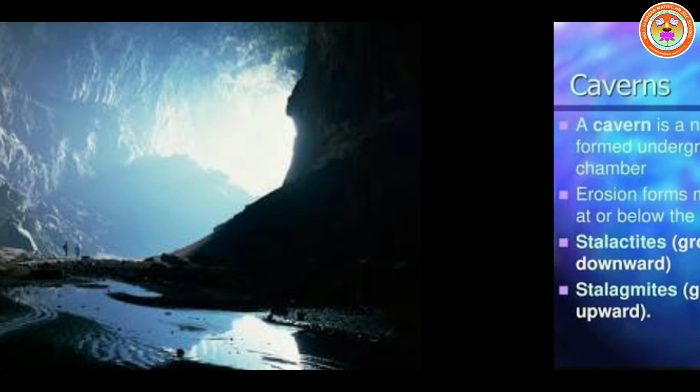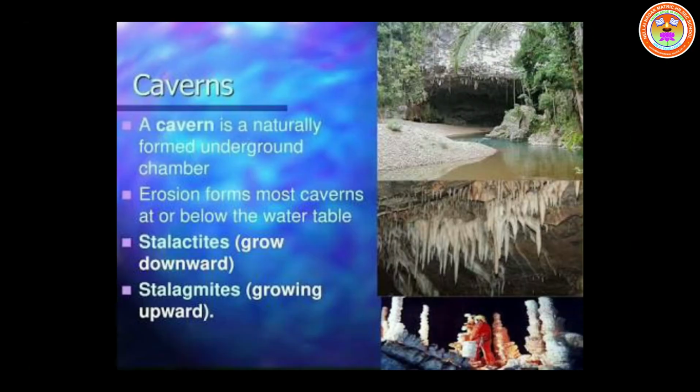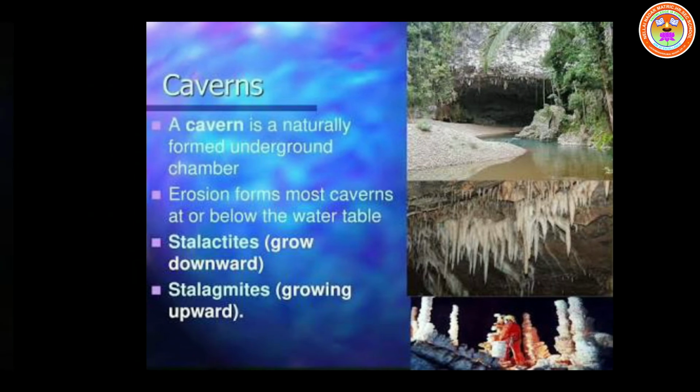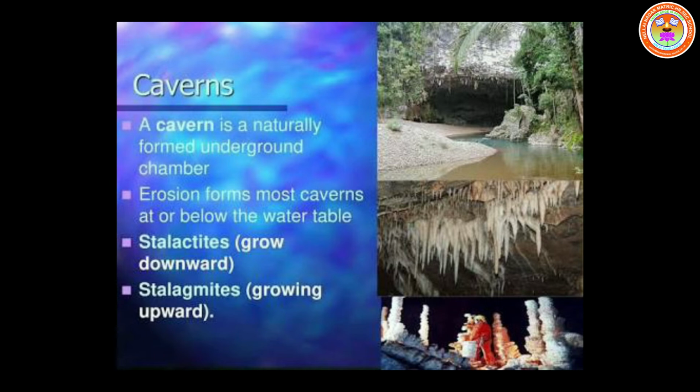caverns. What is it when you see it on the screen? Definitely you can't identify what these caverns are. See, a cavern is a naturally formed underground chamber. Erosion forms most caverns at or below the water table. Here, stalactites grow downward. Stalagmites grow upward. That is the caverns. Caverns are caves with irregular floors.